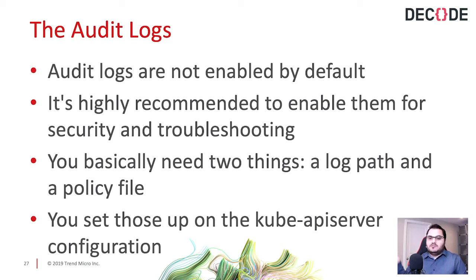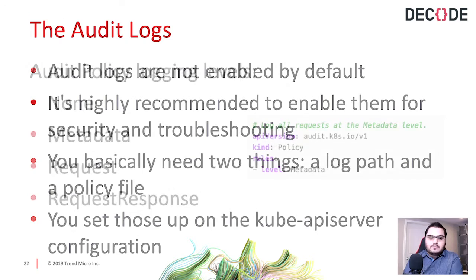So the log path is basically where your log file is going to be stored. You can store locally on your master node, although that's not recommended. And your policy file is going to tell you what is going to be logged, right? So what kind of data or what log level that you want on that cluster, right?